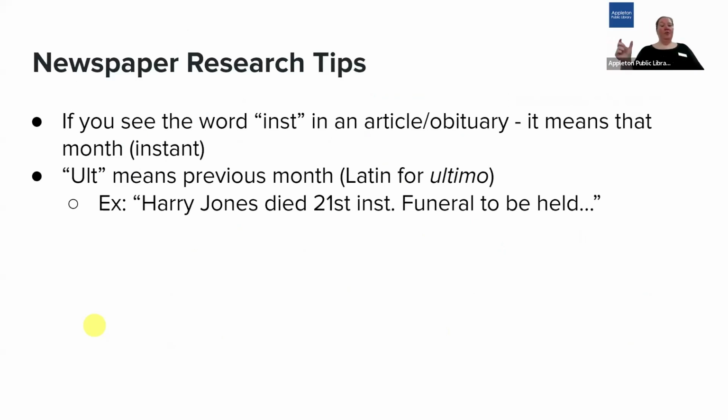There are a couple of weird words you might find in articles or obituaries, like INST. It stands for instant. It means that month. Or you might see ULT. That means the previous month. It's Latin. I don't know why newspapers like to confuse us like that. But you might see something like Harry Jones died 21 INST. That means he died the 21st of that month. So if you see something weird like that, that's what that means.